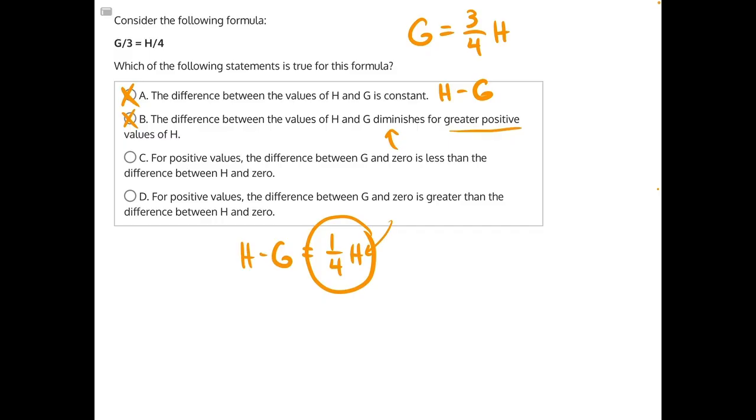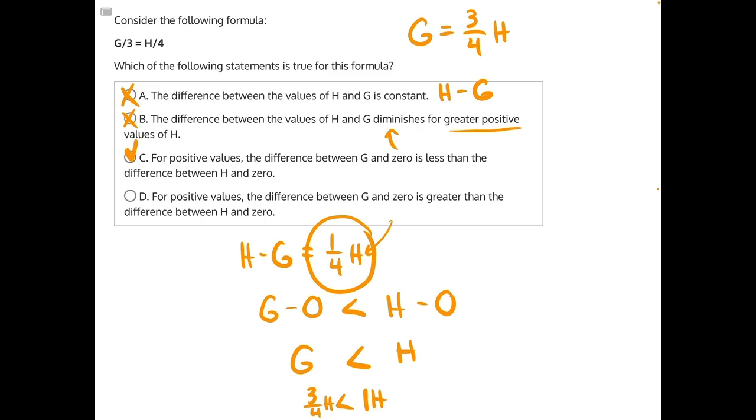Answer choice C says for positive values, the difference between g and 0 is less than the difference between h and 0. Let's see if that's true. G minus 0 needs to be less than h minus 0. Well, h minus 0 is just going to give us h, and g minus 0 will just give us g, and g we know is equal to 3/4 h. So is 3/4 h less than h? And that is true, right? The value of this coefficient, 3/4, is less than the value of this coefficient, 1. So answer choice C is a true statement, making that our correct answer.